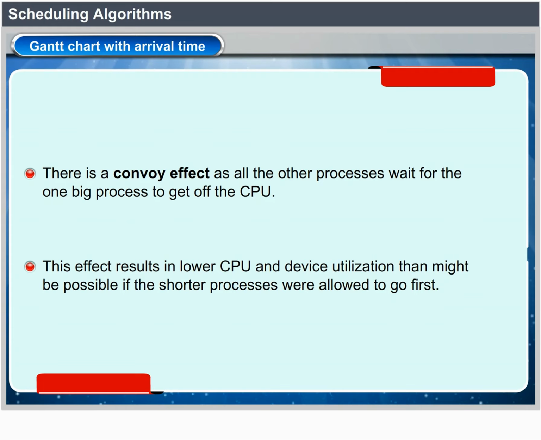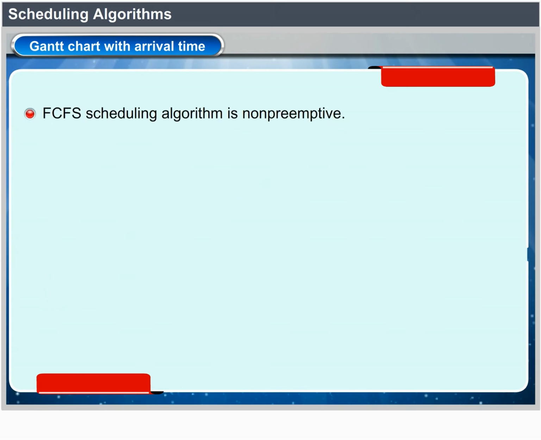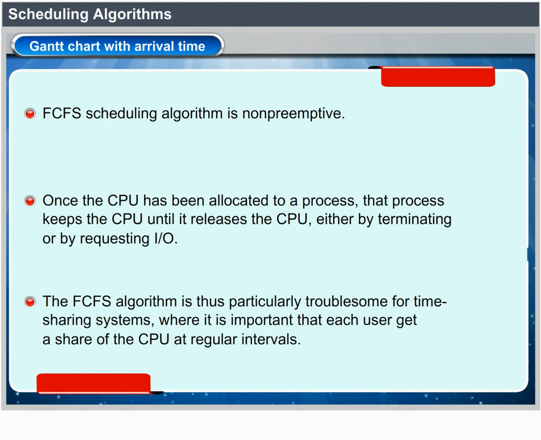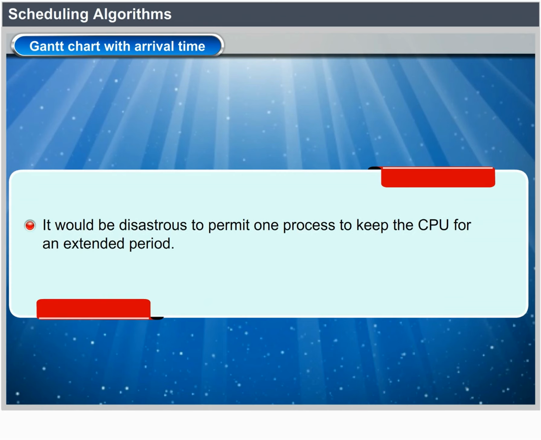FCFS scheduling algorithm is non-preemptive. Once the CPU has been allocated to a process, that process keeps the CPU until it releases the CPU, either by terminating or by requesting input-output. The FCFS algorithm is thus particularly troublesome for time-sharing systems, where it is important that each user get a share of the CPU at regular intervals. It would be disastrous to allow one process to keep the CPU for an extended period.